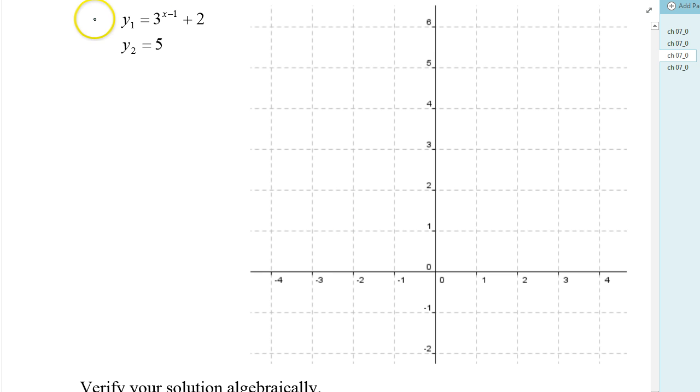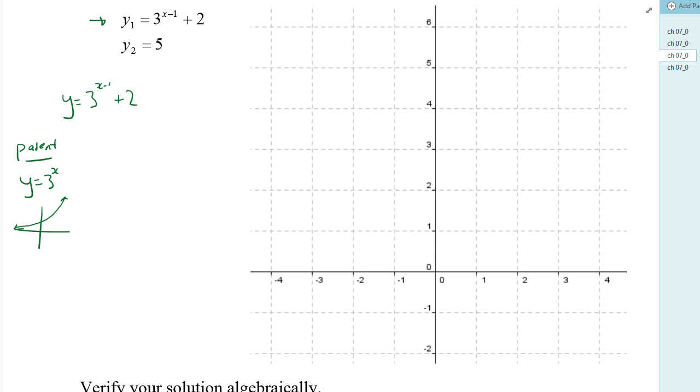Let's graph y is equal to 3 to the power of x minus 1 plus 2. So the parent function here is going to be y is equal to 3 to the power of x. Just a reminder what that looks like. It kind of goes like this, right? And there are 2 points that we know all the time on this. We know that we have a 0, 1 point, and we have a 1, 3 point.